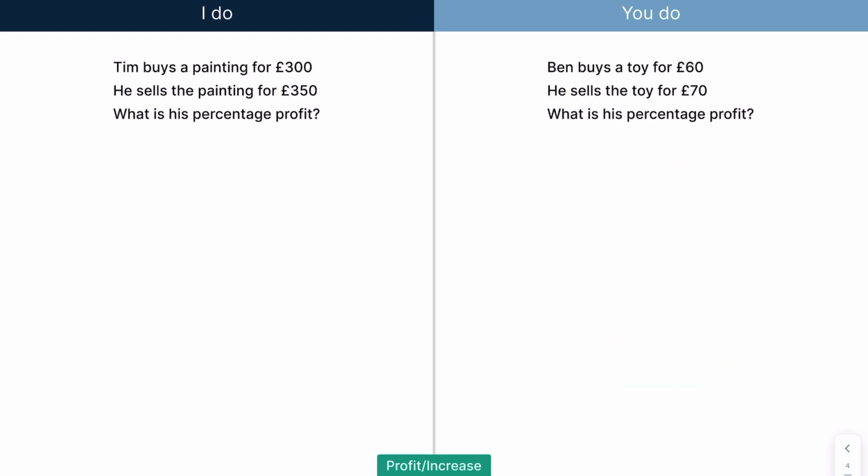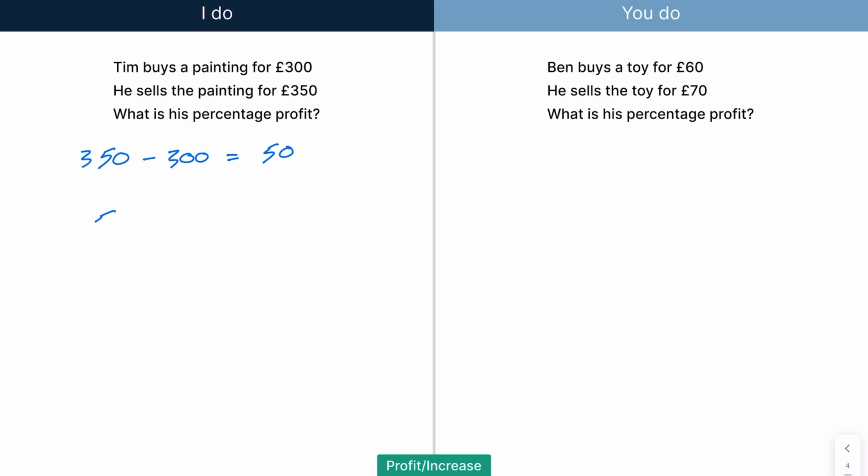Moving on, what's different now is it's asking for percentage profit. You can think of it in the exact same way. First we find the difference. That's going to be, well, how much did it cost versus how much was it sold for? You can see here, he bought the painting for 300. He sold it for 350. That means he made a £50 profit.